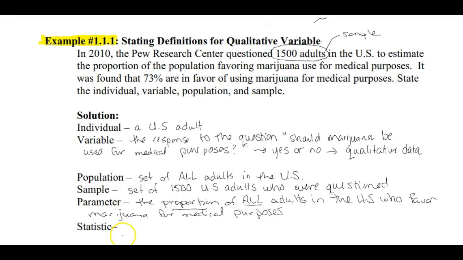And so the corresponding statistic, I'm just going to use some dots and change some things here. So the corresponding statistic here would have been the proportion of the 1,500 adults in the U.S. who favor marijuana for medical purposes. Okay, so the statistic is summarizing the information from the sample. The parameter is summarizing information from the population. And again, both the parameter and a statistic are a single number. So although we collected information from 1,500 individuals, we would have 1,500 yes or no responses. From those, we compute a single number, which was the proportion of those who were in favor.